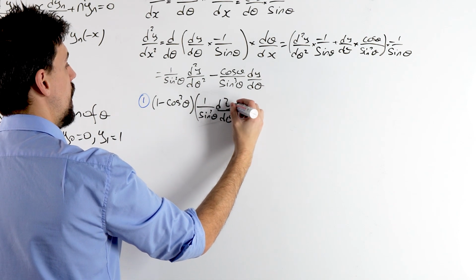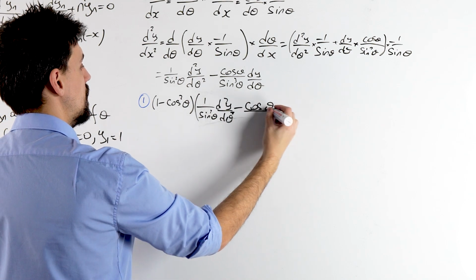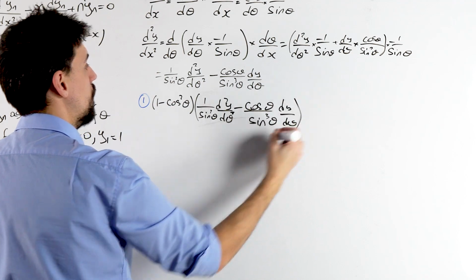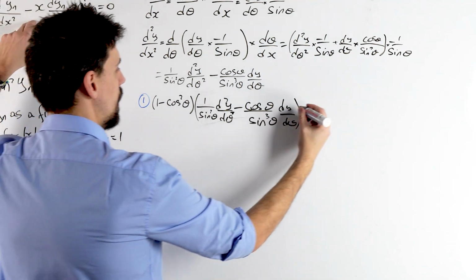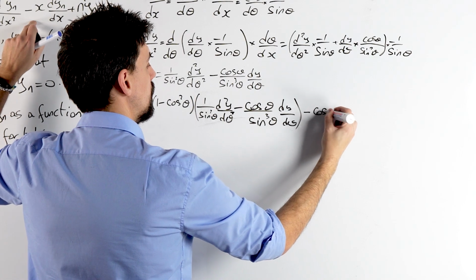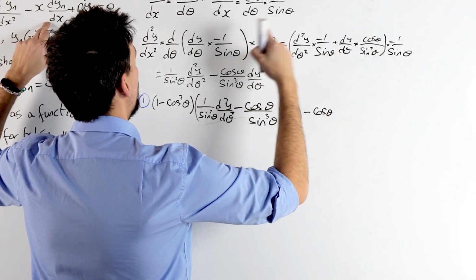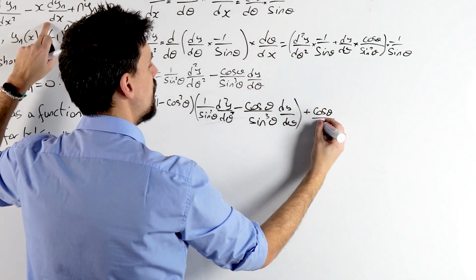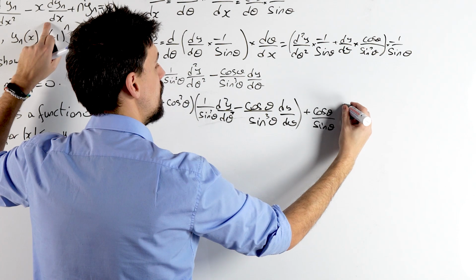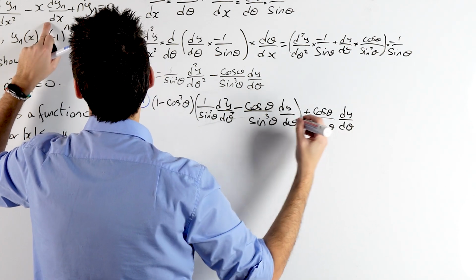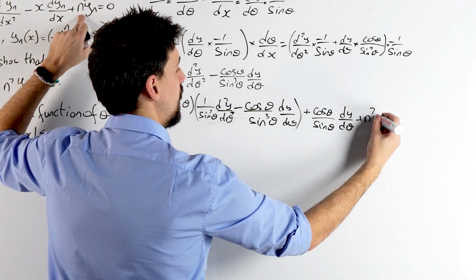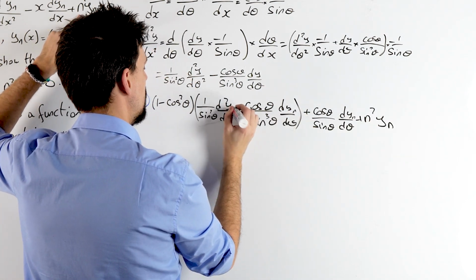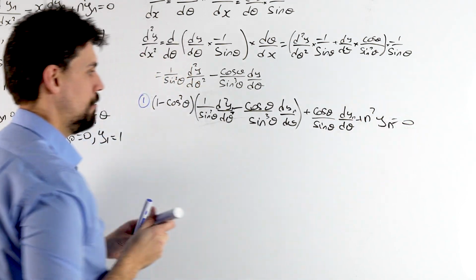d²y/dθ² minus cos θ over sin³ θ dy/dθ minus cos θ times dy/dθ, which is there. So minus becomes a plus sin θ dy/dθ plus n² yₙ. Oh, I should probably make a little effort at putting these n's in here. They may disappear as we go through.